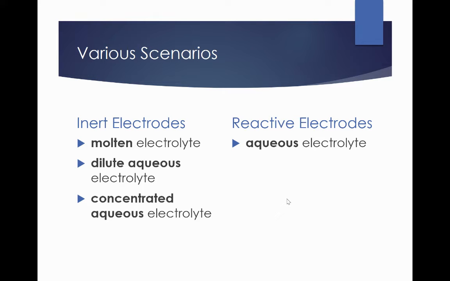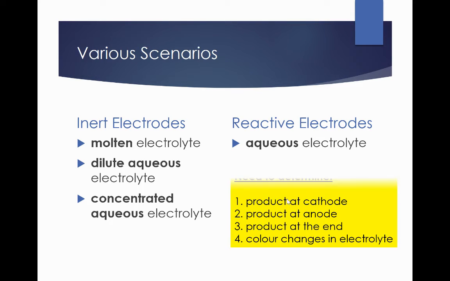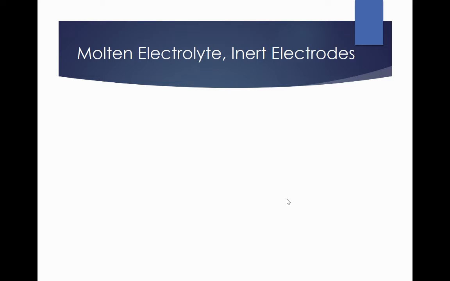And whenever we have electrolysis, we want to look at a few things. We need to determine the products at the cathode as well as at the anode, the products at the end, as well as any changes in color in the electrolyte. Now with that, we look at the very first case, which is of a molten electrolyte using inert electrodes.